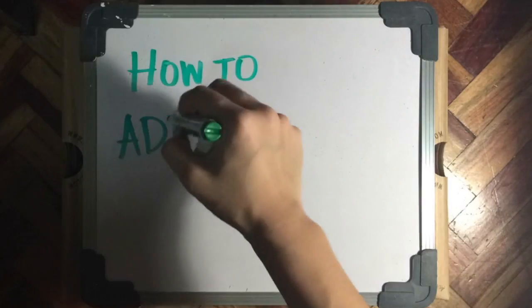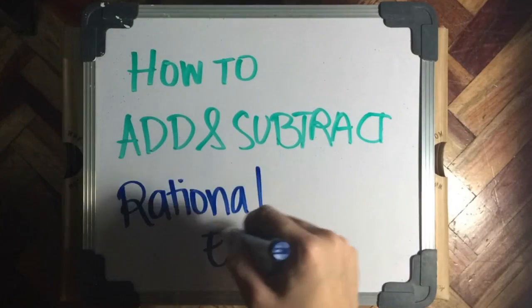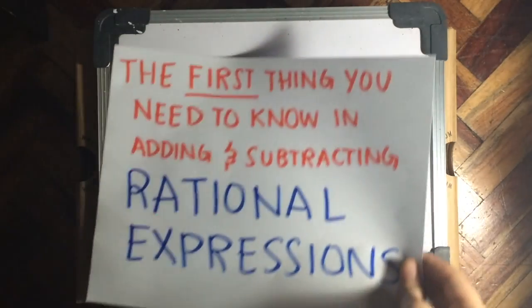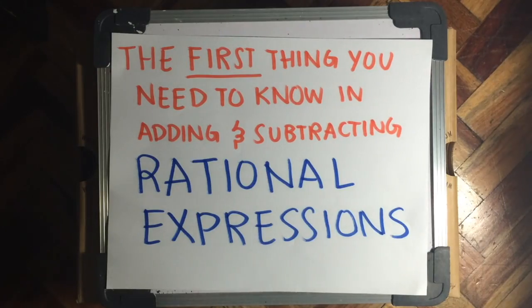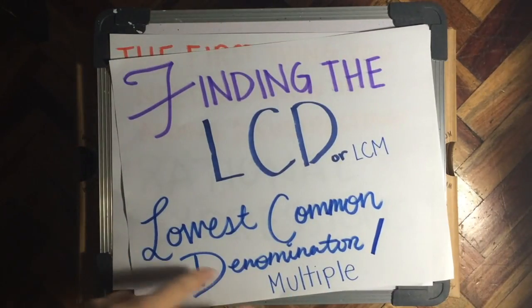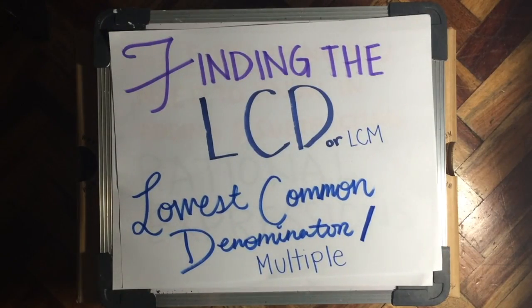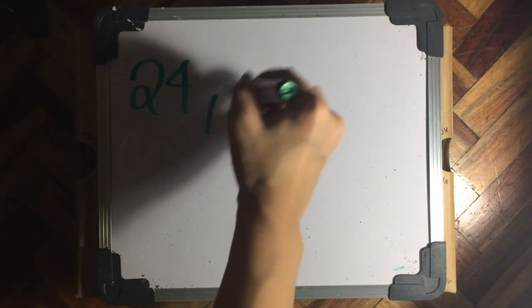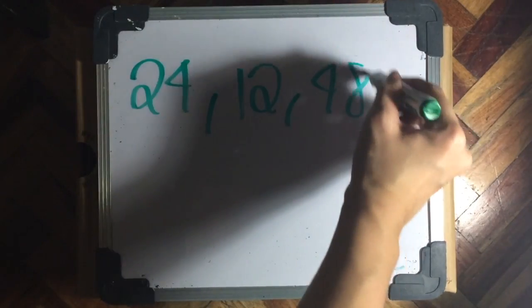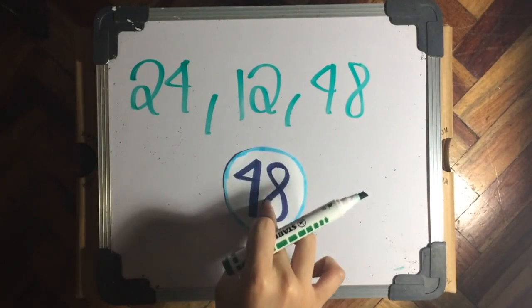Today, we are going to be teaching you how to add and subtract rational expressions. The first thing you need to know and remember when adding and subtracting rational expressions is finding the LCD or LCM, or the lowest common denominator or multiple. Like when you're given 24, 12, and 48, their lowest common denominator or multiple is 48.